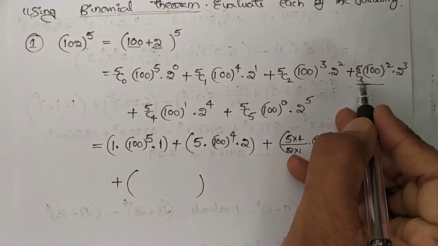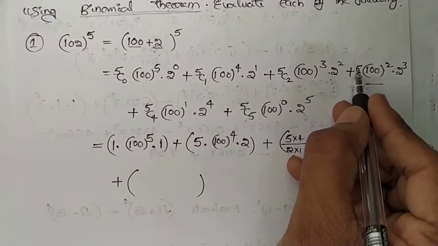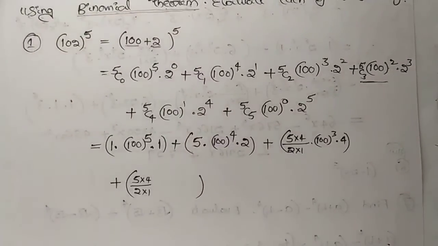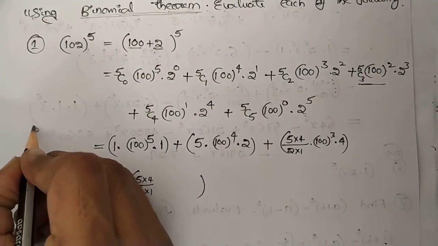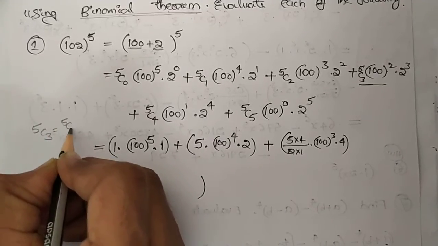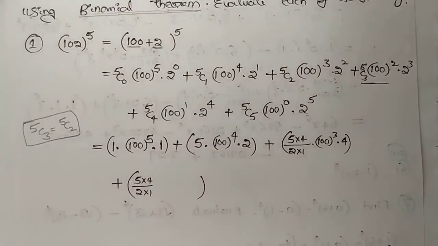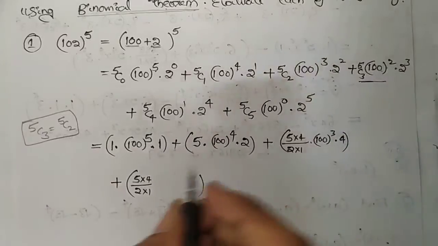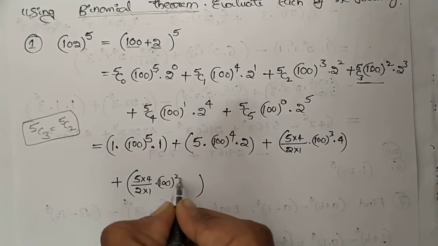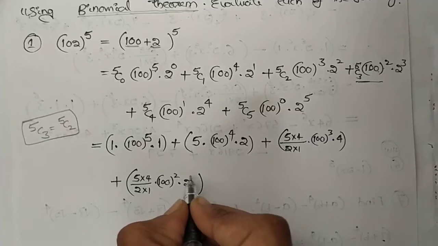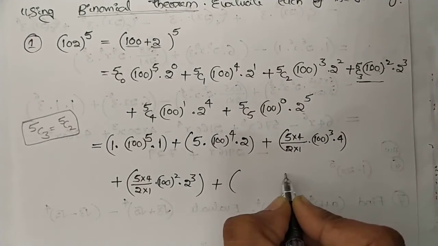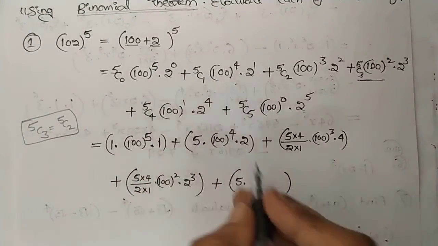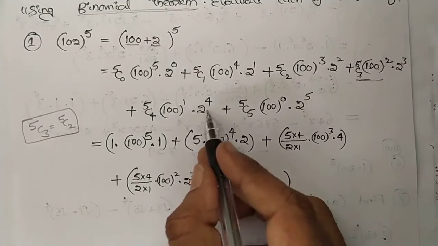5c3 can also be written as 5c2: 5 into 4 by 2 into 1, into 100 whole square, into 2 cube, plus next 5c4. The value of 5c4 is 5 into 100 whole power 1, which is 100, into 2 power 4.